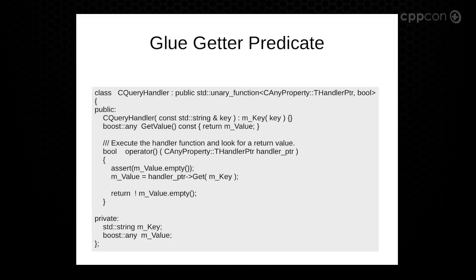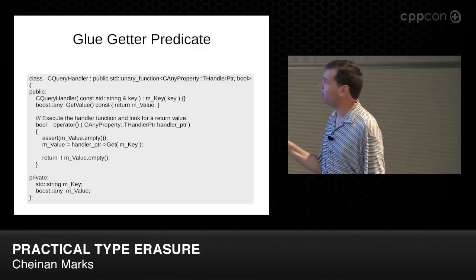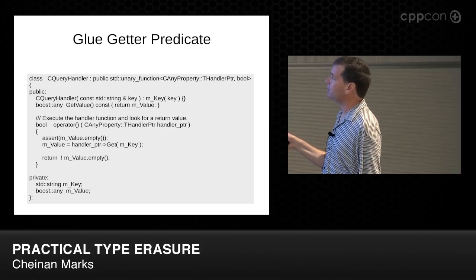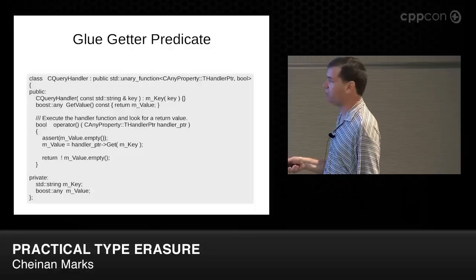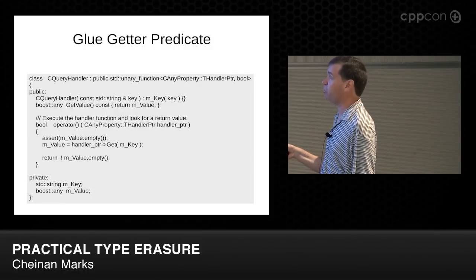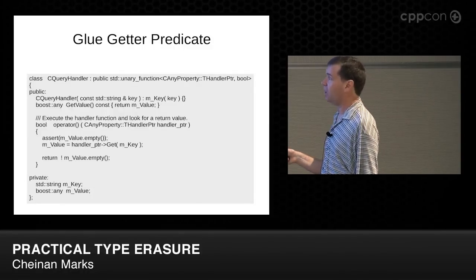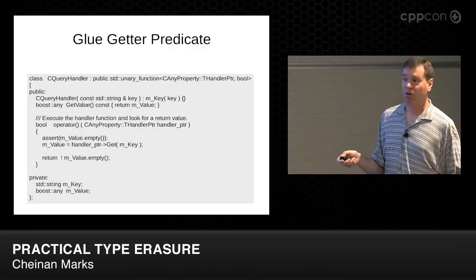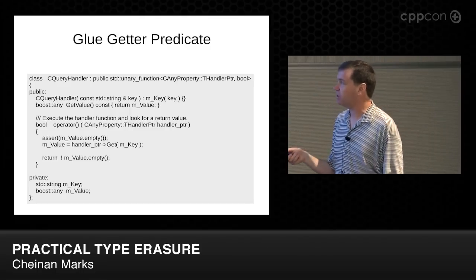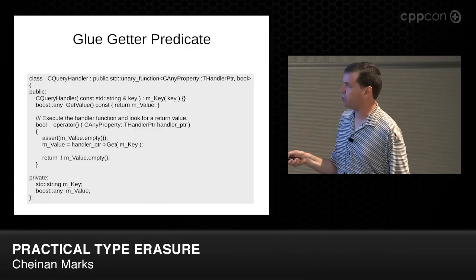This is the predicate, and you'll notice some old style C++ things like inheriting from unary function, remember that? But this is going to be a predicate. It's going to take the key and store a copy of it, and it's also going to have a place for the value that will be returned, and you saw the getValue method returns that value as a boost any. All right, and then of course the heart of this callable is going to be the operator function call.